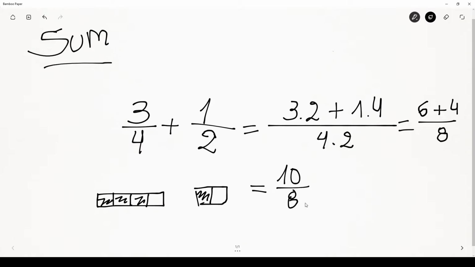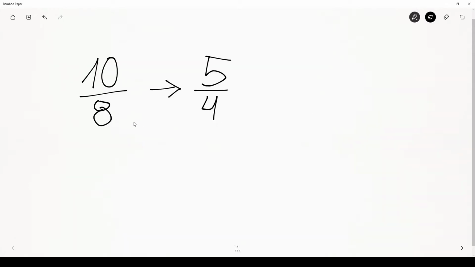And we can simplify this. Simplify. Over 4 is equal to 5 over 4. Now if you don't know how to simplify, you can leave the result just like this. This is not wrong because they are the same thing.